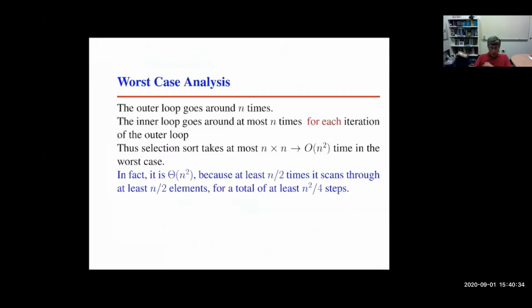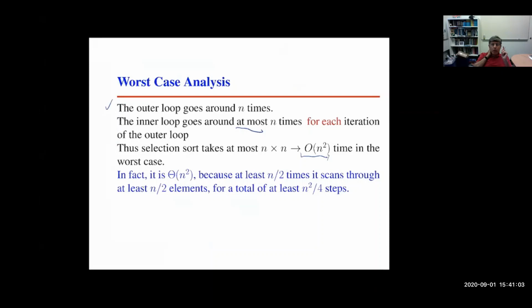So what is my analysis? Again, my analysis was basically that the outer loop goes around n times, and the inner loop goes around at most n times. Thus, the algorithm takes at most n times n, or O of n squared. If I really want to argue theta of n squared, what I would say is, you're right, the inner loop did not go around n times.